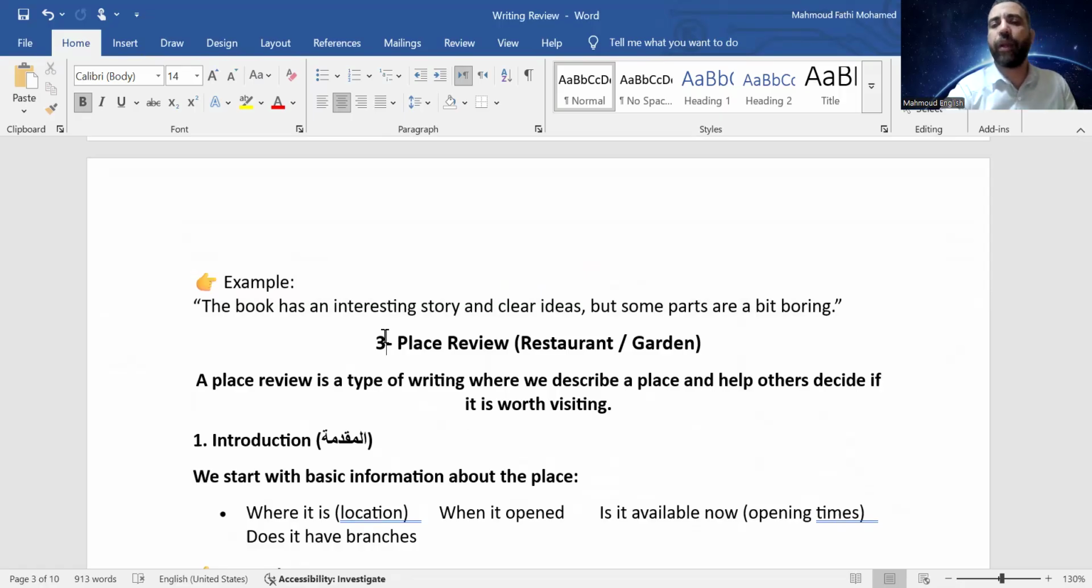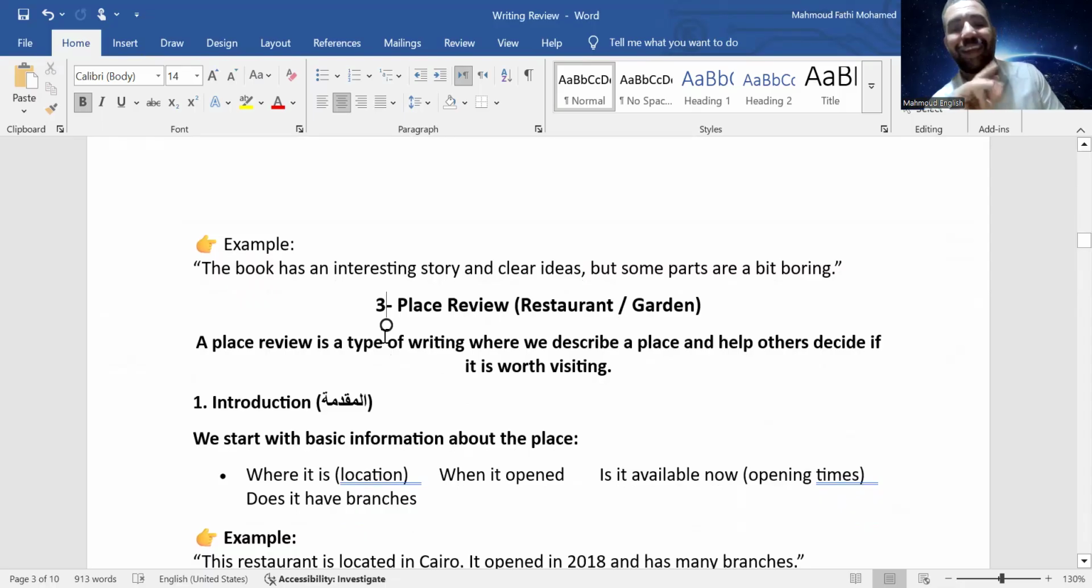And here, now we have finished 2 things. What are they? I said number 1, the film, and the number 2, the book. Number 3, we can make a review about a place, like a garden that you were in, like a theme park, like a restaurant, like a school, and any place that you were in the past.